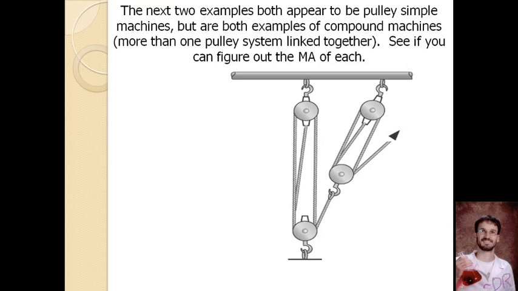Alright, check out these pulley systems. They look like they are regular pulley systems, but instead these are compound machines. This is 2 different pulley systems working together. See if you can look at it and figure out what the mechanical advantage of the whole system is. I'll give you a few seconds here to look at it and think.